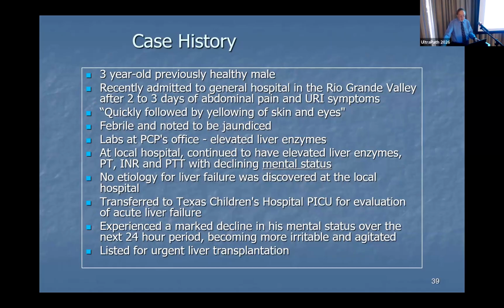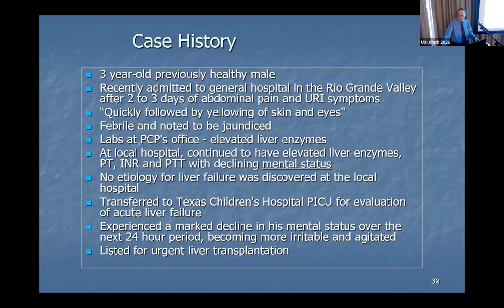So going on to another case, this is a 3-year-old previously healthy male. He is admitted to a general hospital in the Rio Grande Valley after 2 to 3 days of abdominal pain and upper respiratory tract infections. It's quickly followed by yellowing of the skin and eyes, and he became febrile.